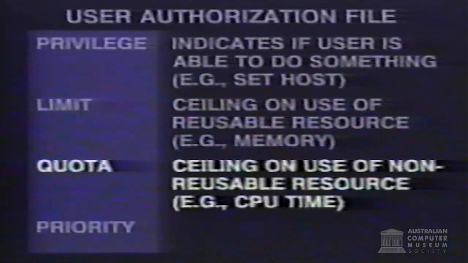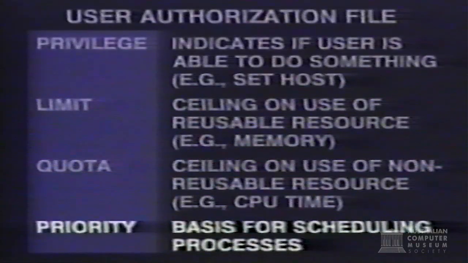The system manager also defines a priority level which serves as a basis for scheduling each user's processes. Simply put, VMS schedules processes based on priority. When 2 or more processes are competing for CPU time, the process with the highest priority gains control of the CPU.